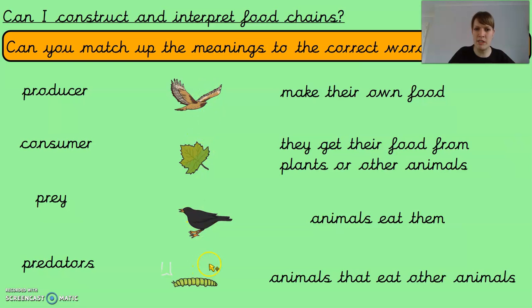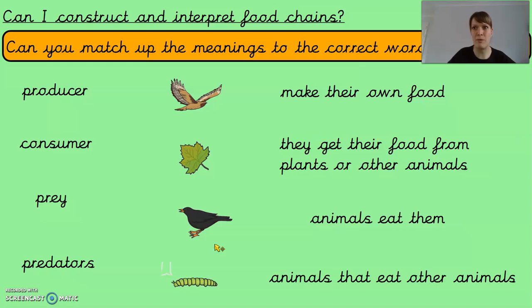I have 4 different animals and organisms here, and I've got 4 definitions here. I want you to match the definitions to the vocabulary and then match the pictures to that. So you need to match them all up. You may find with the pictures that they could go into more than one category. However, I want you to think about that one in a bit more detail, okay? So, pause the video now and have a go at matching up the meanings of the correct words and pictures.